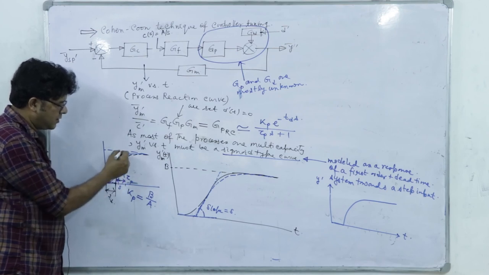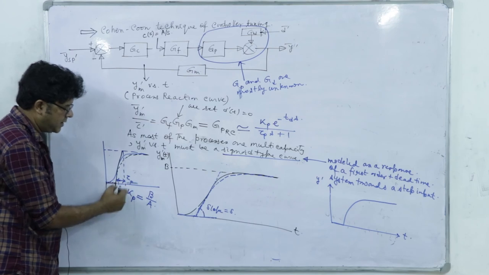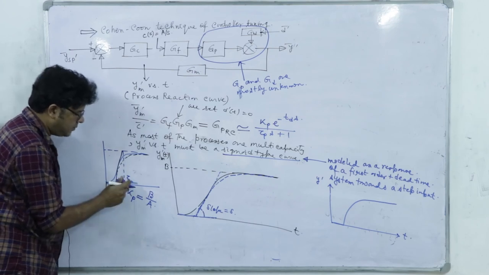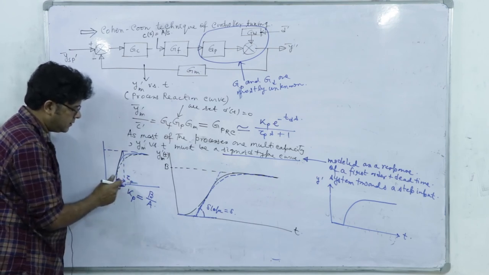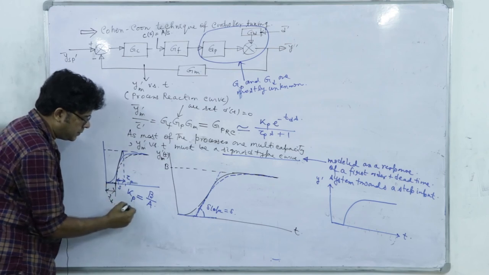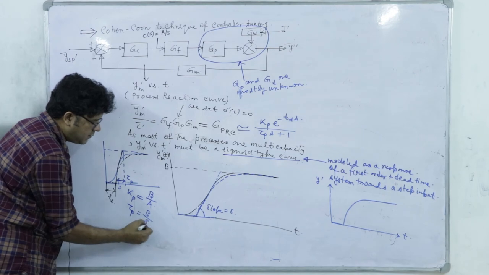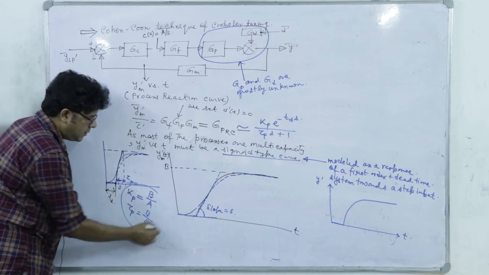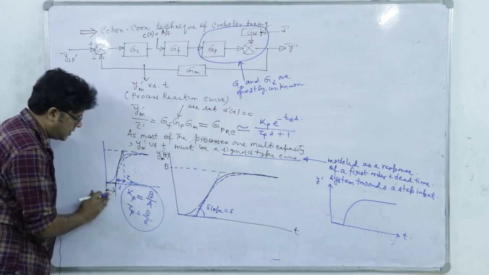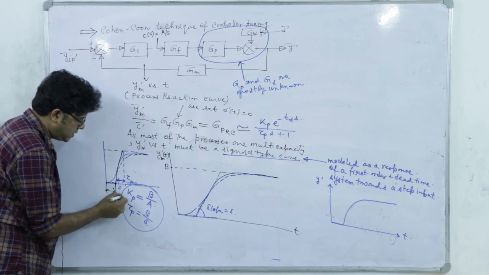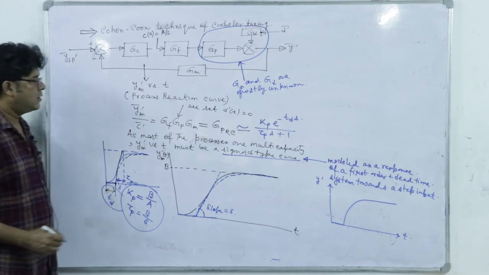So the slope is equal to what? B divided by tau p, that is equal to the slope. So tau p is equal to B divided by S. So Kp, tau p, and here Td can be determined.